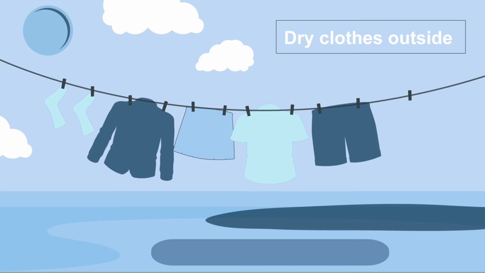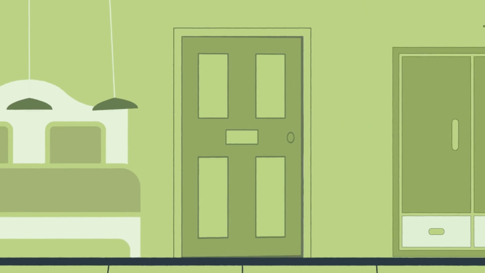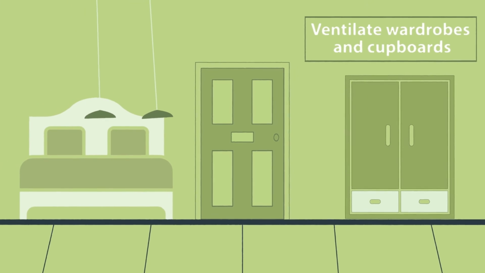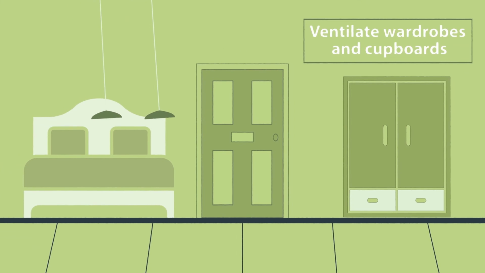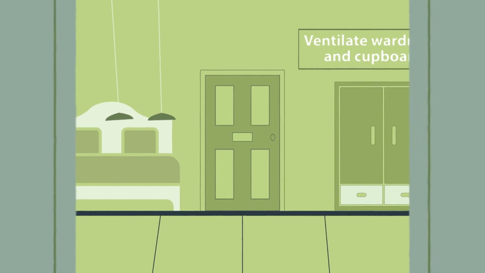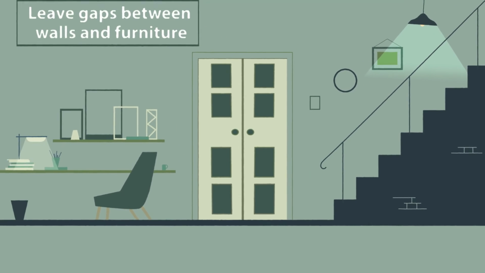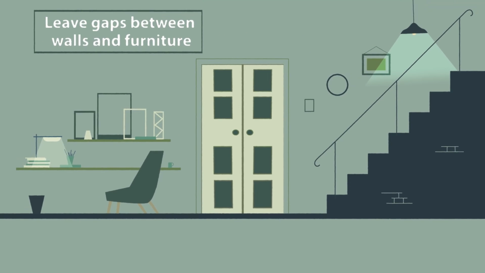5. Dry clothes outside where possible. During the winter months, make sure you dry them in a closed and well-ventilated room or vented, condensing tumble dryer. 6. Ventilate built-in wardrobes and cupboards and make sure they're not overfilled. 7. Always keep a gap between walls and your furniture to allow free passage of air.